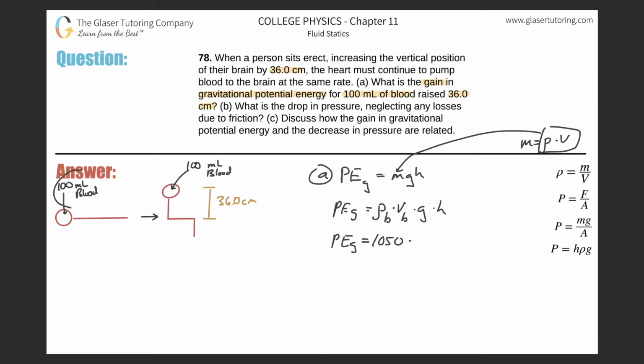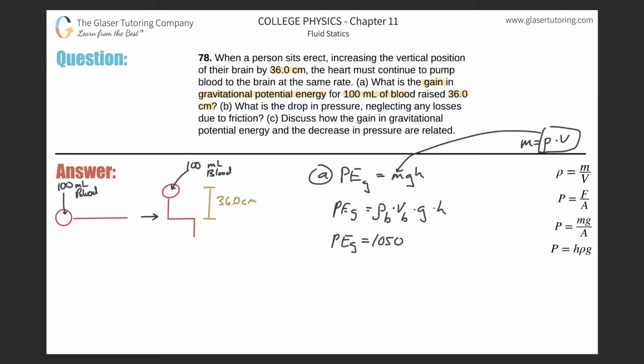The volume, they gave it to us in milliliters, but we need that in liters. So divide by 1,000, or simply move the decimal place 3 places to the left. So it's 0.100 liters. And what am I doing? This has to be in cubic meters. I was just seeing if you were paying attention. This has to be in cubic meters.